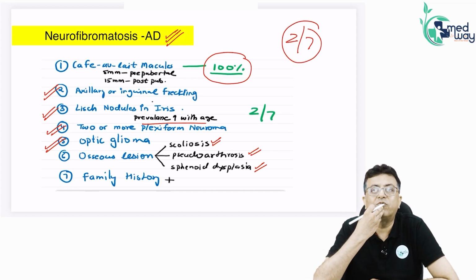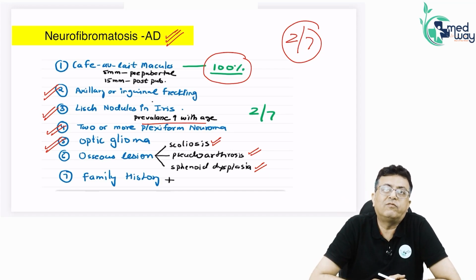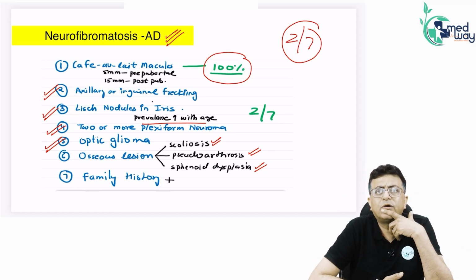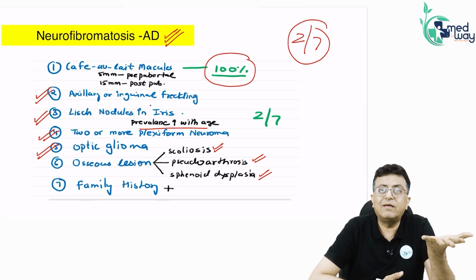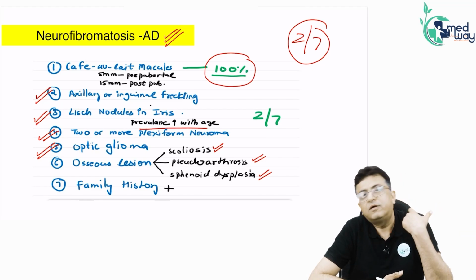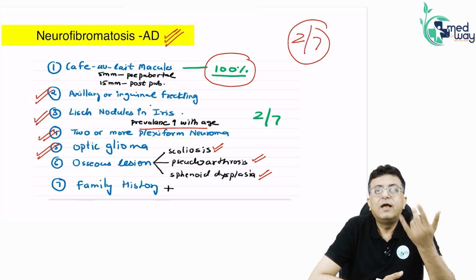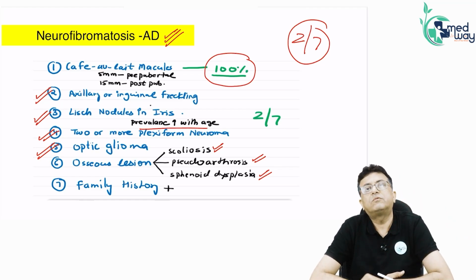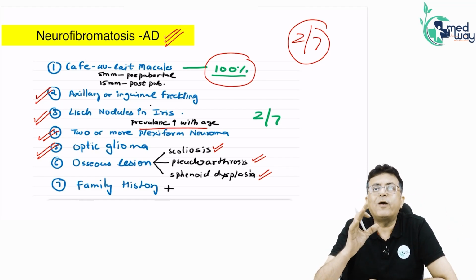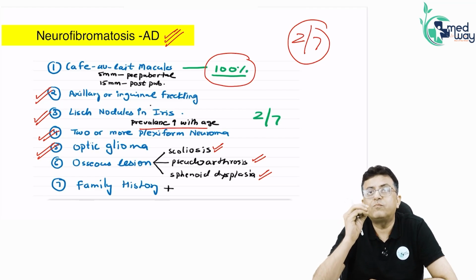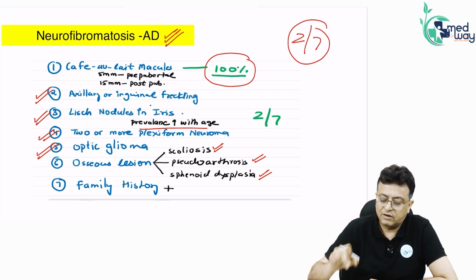Suppose a child is having cafe-au-lait spot and father is a known case of neurofibromatosis. It's neurofibromatosis, 2 points are there. Child is having cafe-au-lait spot and scoliosis, or cafe-au-lait spot and optic glioma. It's neurofibromatosis. So these 7 points you need to remember, in which cafe-au-lait spot is present in 100% of the patients.